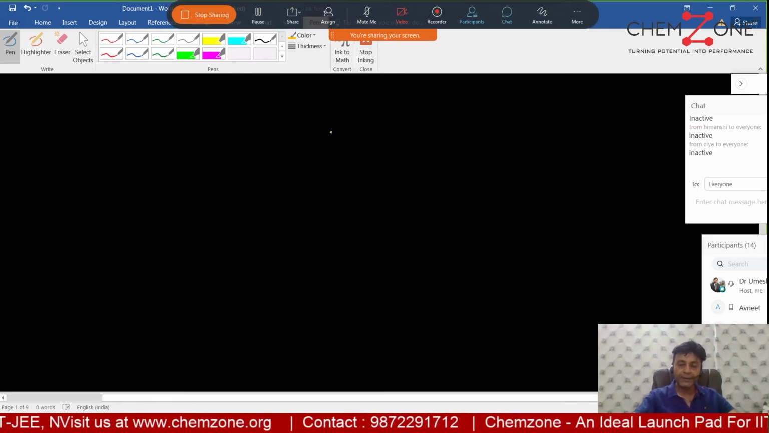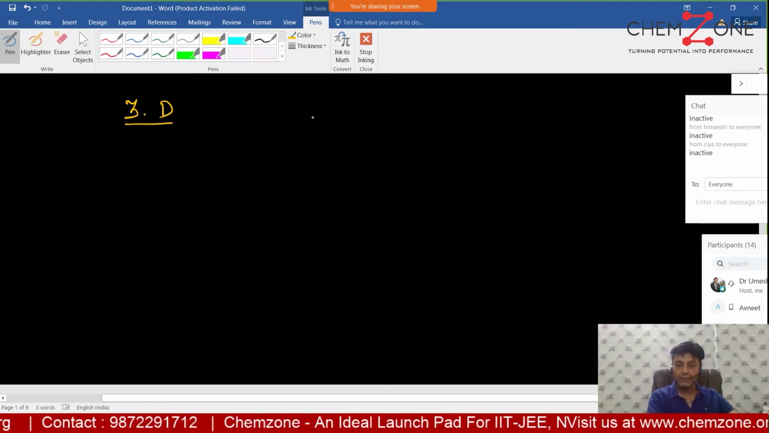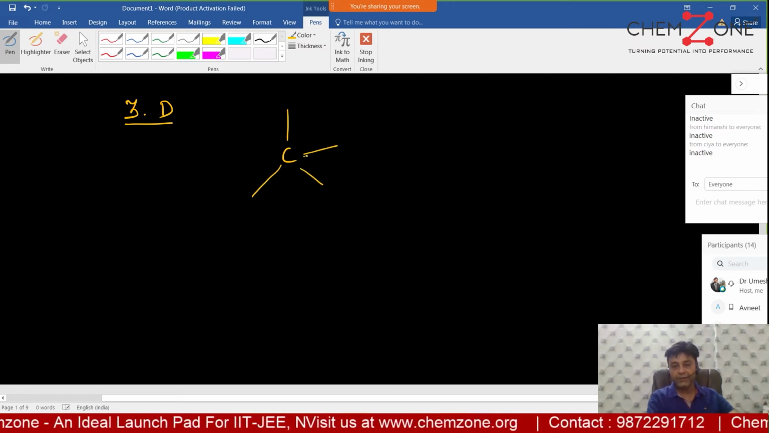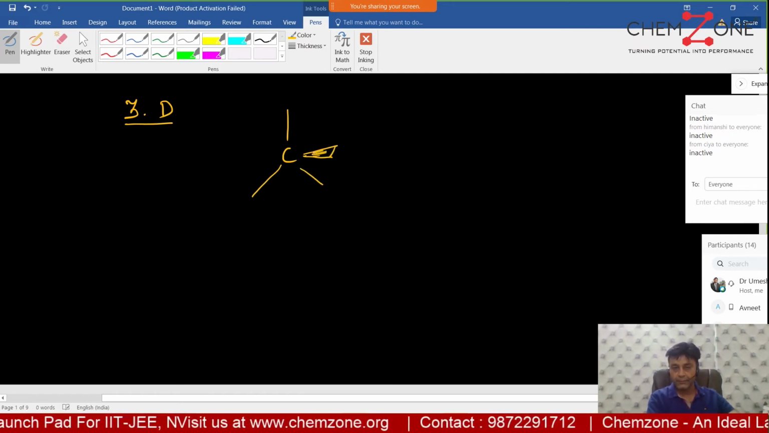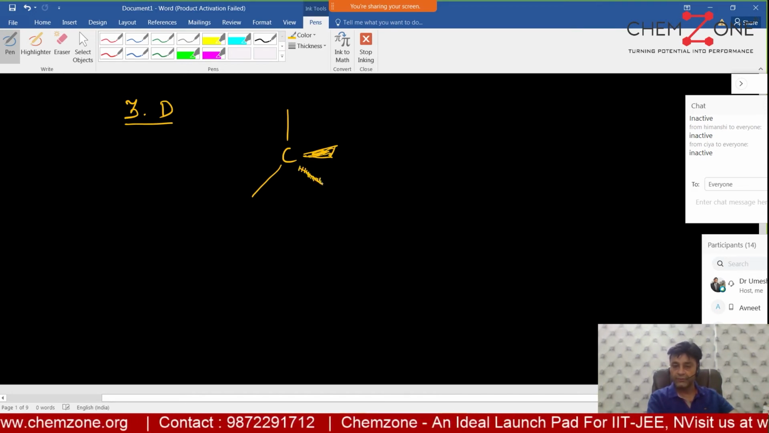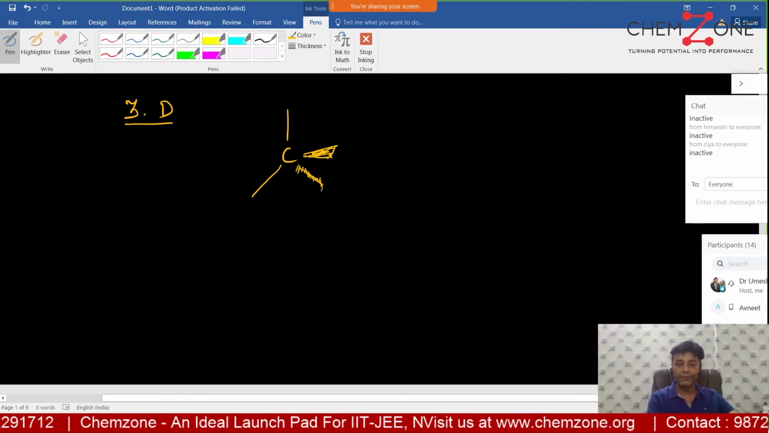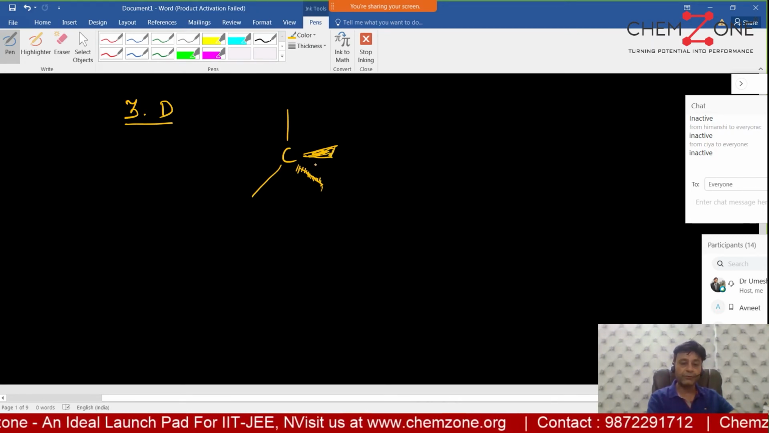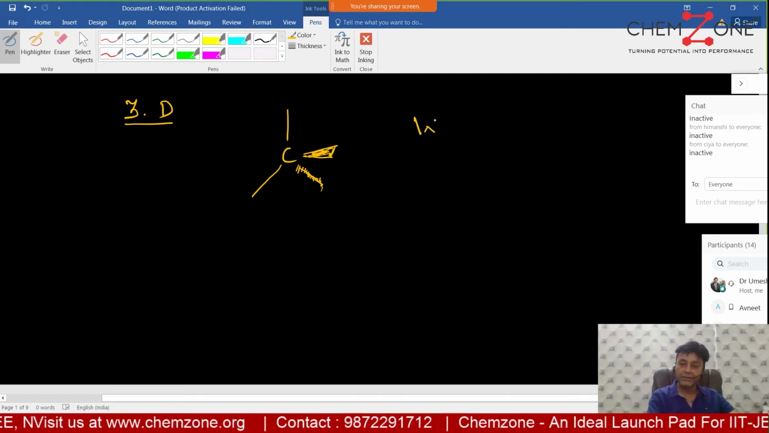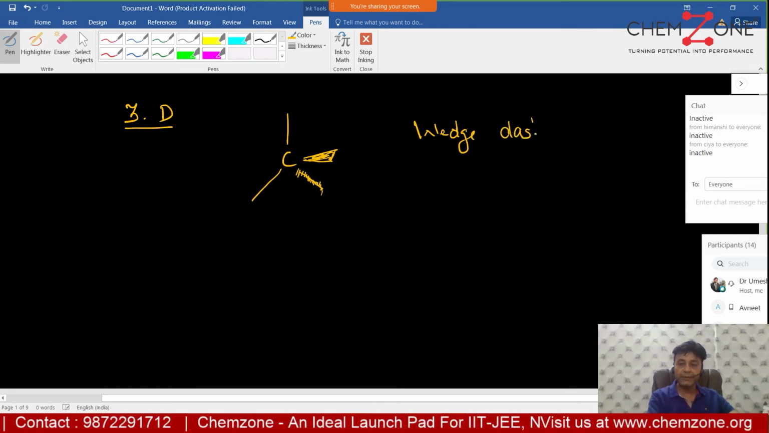So now we are representing the molecule in two ways. One is a 3D structure like this. We call it the wedge and dash representation. This is towards the observer and this is away from the observer, right? The dash represents that it is away from the observer, and the wedge represents that it is towards the observer. This is called the wedge dash representation of a molecule.